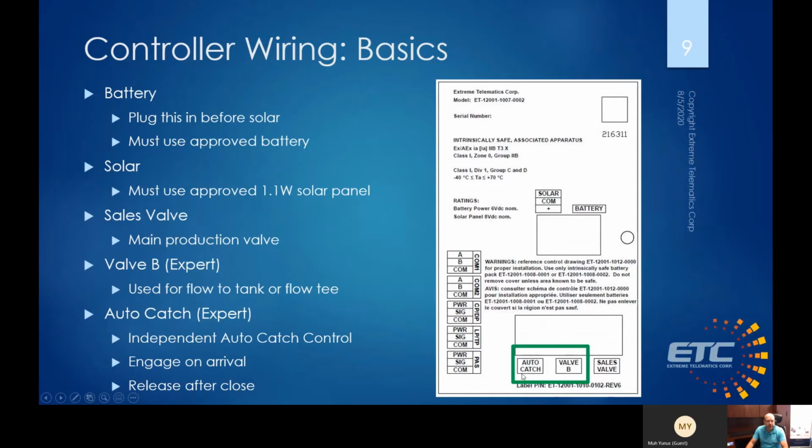And there's also an independent auto catch. So, to save your catcher, you can engage the auto catch on arrival as opposed to turning it on when the well's turned on. So that allows you to set that. And then as well, you can hold the plunger at surface after the well has been closed to let the well settle down before dropping the plunger. So that's an independent auto catch feature that's enabled on the ALiEn2 Expert.